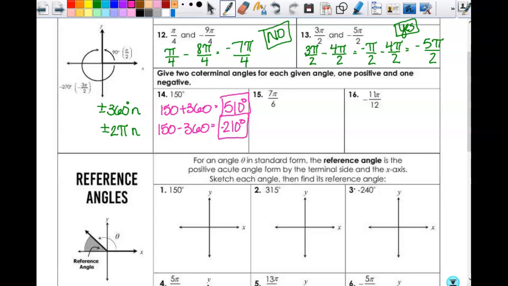Then I have 7 pi sixths. So I've got to take my 7 pi sixths, 12 pi over 6. I know what you meant. And then 7 pi 6 minus 12 pi 6. Everybody understand how we're getting that number? Yes. Okay, speak now if you don't. So this is going to give me 19 pi over 6 and negative 5 pi over 6. Everybody okay with all that? All right, then you do number 16.